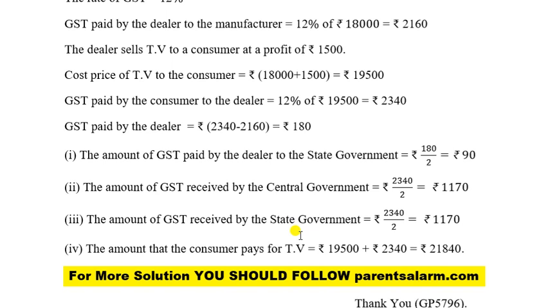Now the last question is given, that is the amount that the consumer pays for the television. It's true only because we have to find out the amount that the consumer pays for the television. Here the total cost price was 19,500 and the total amount of GST was 2340. So if we add these two amounts, we'll get the total amount paid by the consumer for the television. 19,500 cost price for the consumer and GST for the consumer. Just notice here, cost price and GST. Then we'll get the total amount paid by the consumer for this television. This is the total amount.